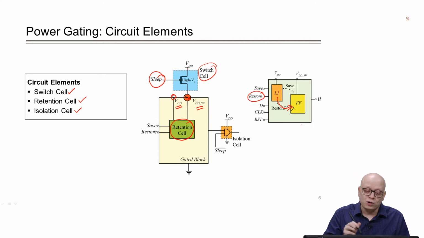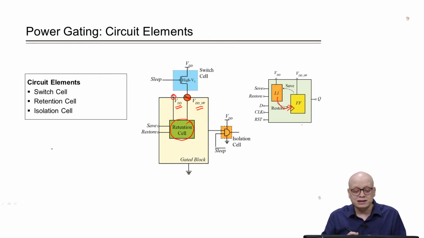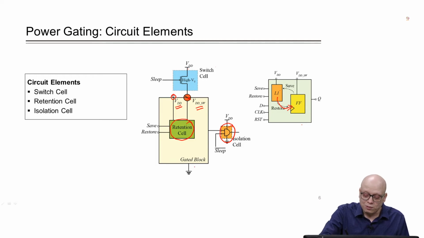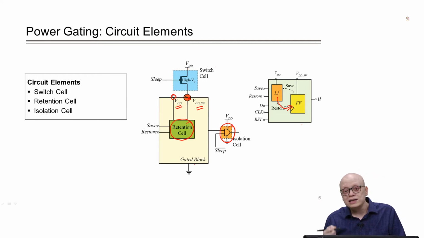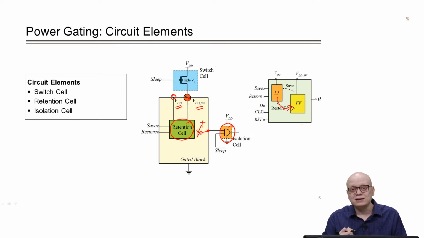The third important circuit element required for implementing the power gating strategy is the isolation cell. Now, why do we require an isolation cell? Because when the gated block goes into a sleep state, the values will be driven by some gate. For example, suppose this was an inverter. Now, this inverter's power supply has been cut off, so the value at the output of this inverter can be hanging, it can be 0, it can be 1 or something in between.